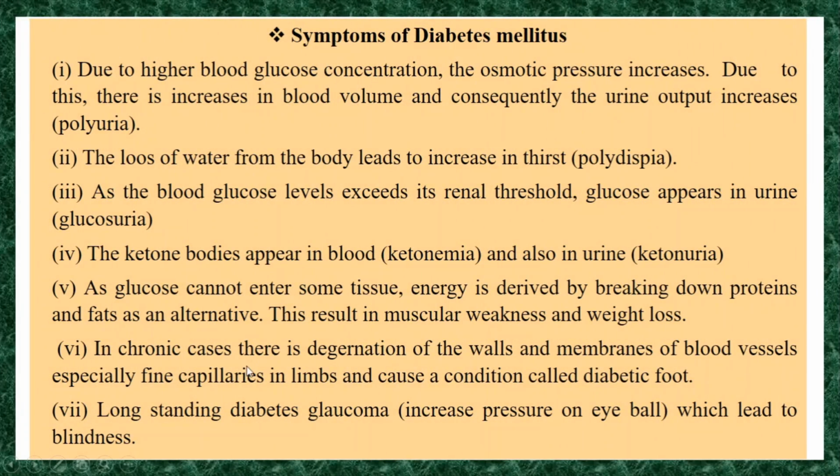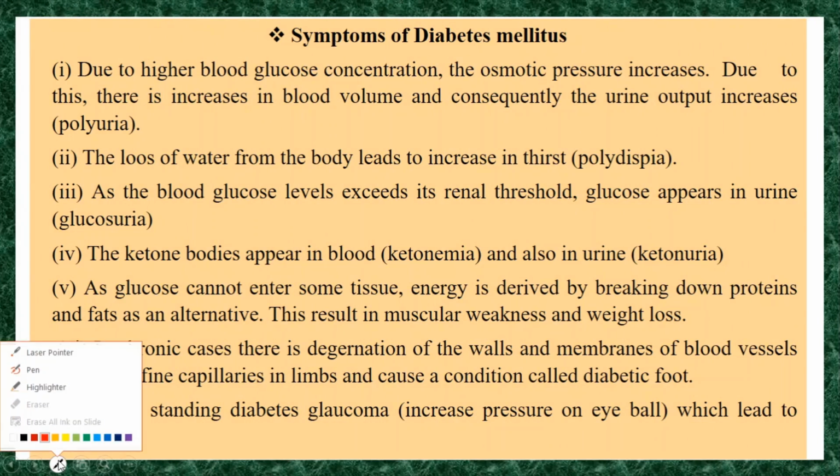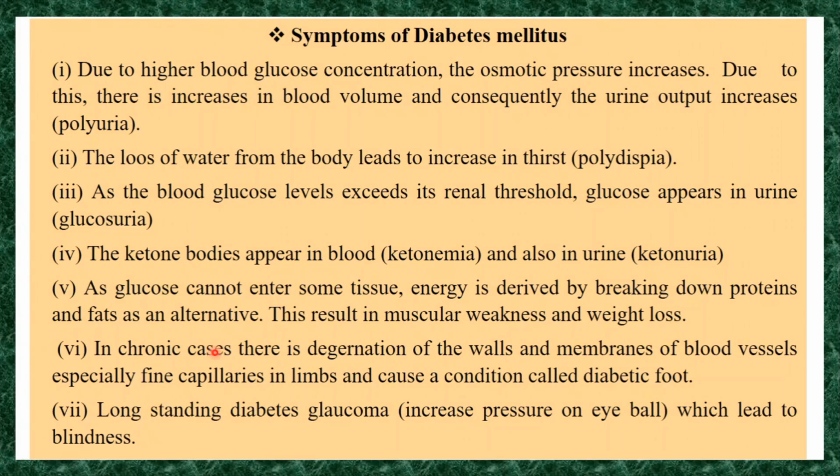So in chronic cases there is a degeneration of walls and membranes of blood vessels, especially capillaries in limbs, which causes a condition called diabetic foot. Then long standing diabetes causes an increase in the pressure on the eyeball which leads to blindness. So these are the symptoms of diabetes mellitus.